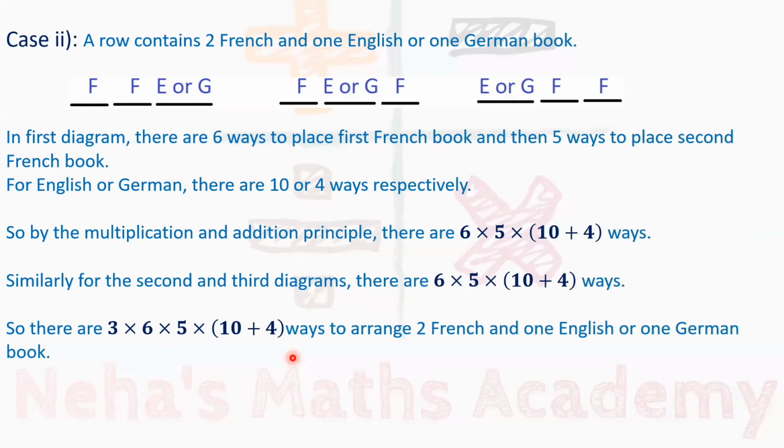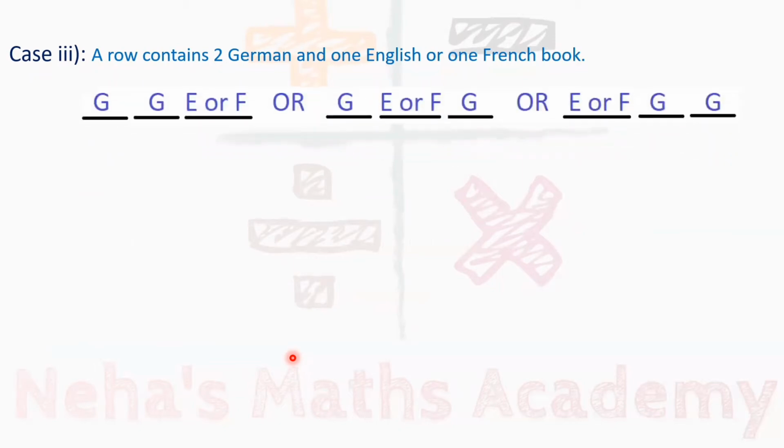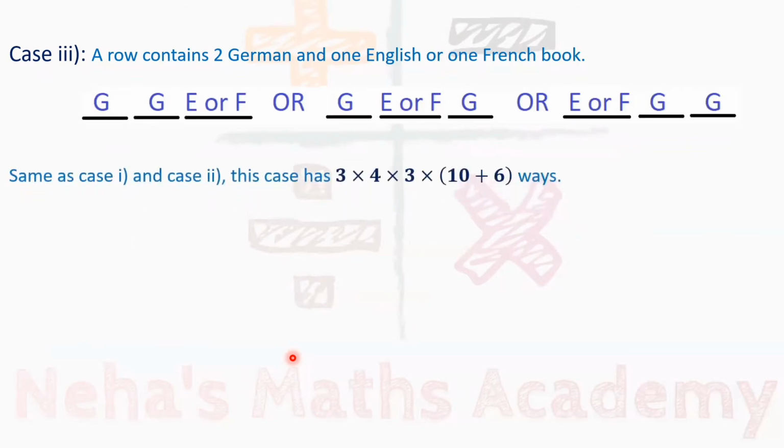So there are 3 into 6 into 5 into (10 plus 4) ways to arrange 2 French and 1 English or 1 German book. Now case 3. A row contains 2 German and 1 French or 1 English book. As we have done in the previous 2 cases, in the same way, this case has 3 into 4 into 3 into (10 plus 6) ways of arrangement. That means 4 ways for the first German book, 3 ways for the second German book, and for English or French, there will be 10 or 6 ways respectively.